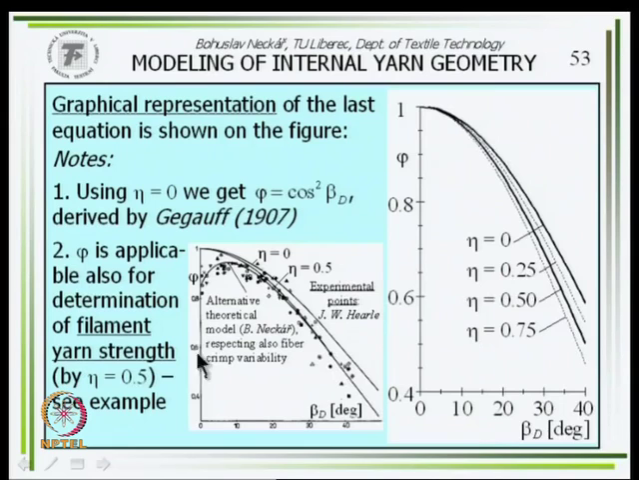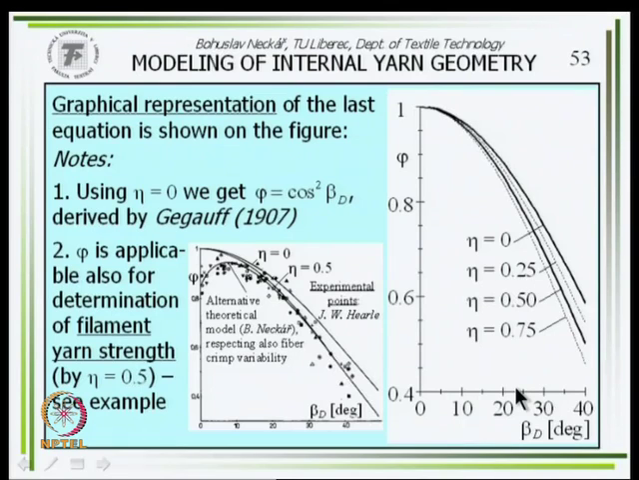Well, this is the axis of our phi, this is our beta D. And using eta equal to 0.5, we obtain this function. So you see that only here it is a little different curve, but from this moment it corresponds to our result. Yeah? It corresponds to our result. So we can say that for filament yarn, this result can be roughly used for estimation of yarn strength.